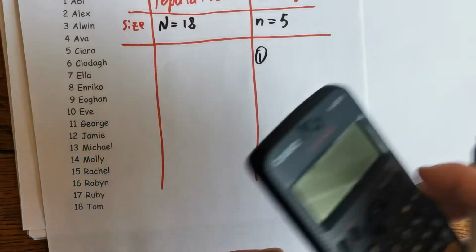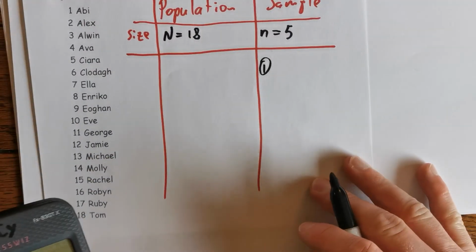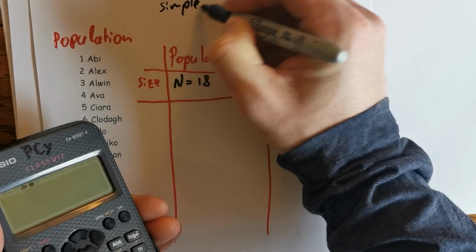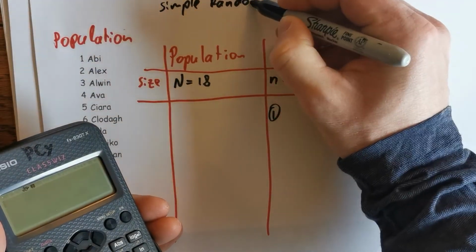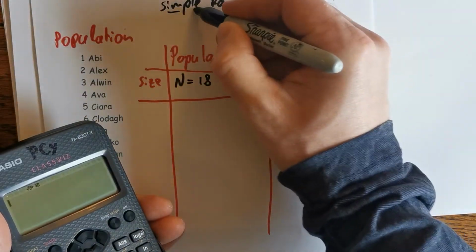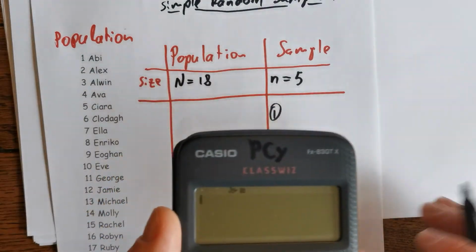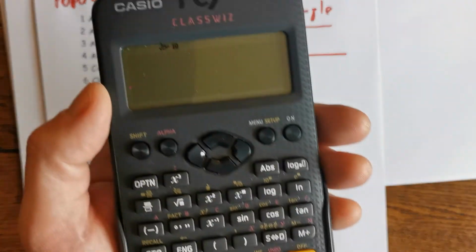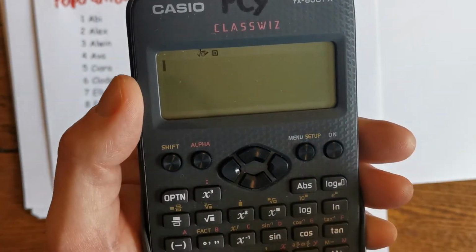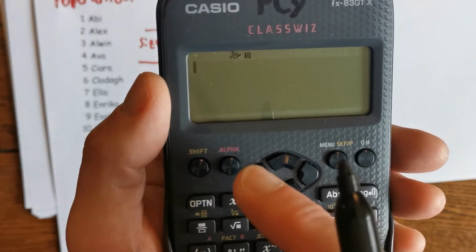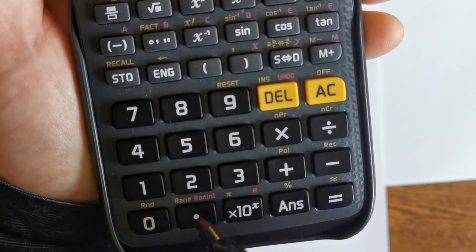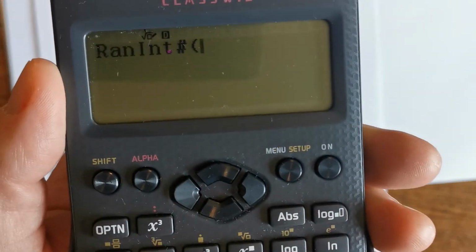To generate a sample, all I'm going to do is use my calculator. What I want to generate is called a simple random sample. A simple random sample is just a sample in which every member of the population has an equal chance of being chosen. It's a nice, easy way to generate it on the calculator. I'm going to use my random integer function. I'm pressing my on or all clear button just to have a blank screen, and I'm going to use the alpha function of this decimal point. You can see in the red writing it says random integer. So you should have that on your screen.